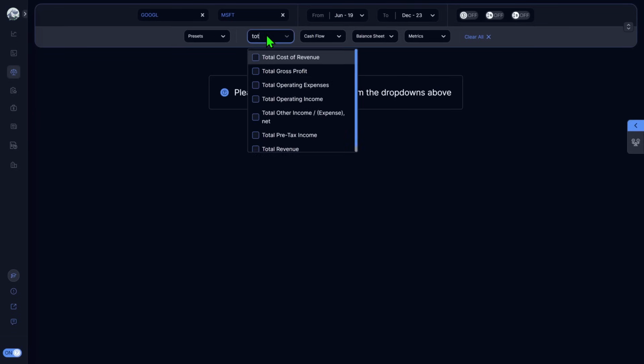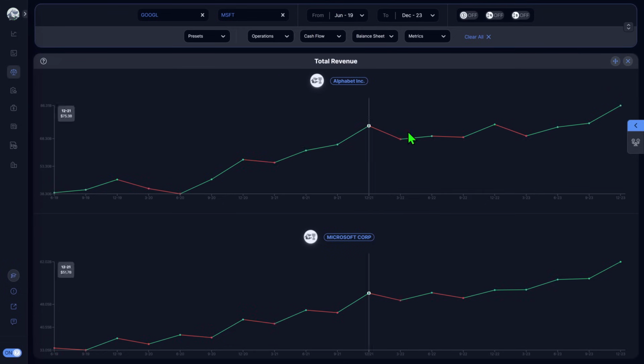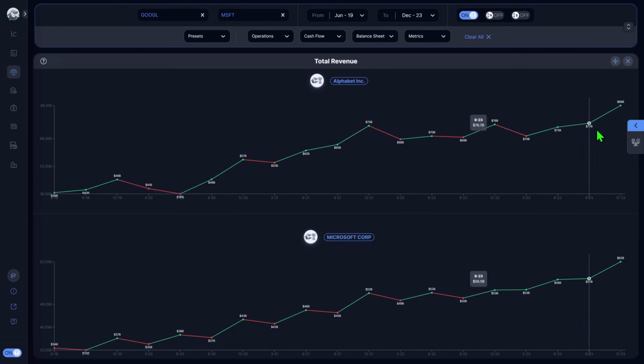Revenue. For every quarter since June 2019, Google's revenue was higher than Microsoft's. Google wins revenue.